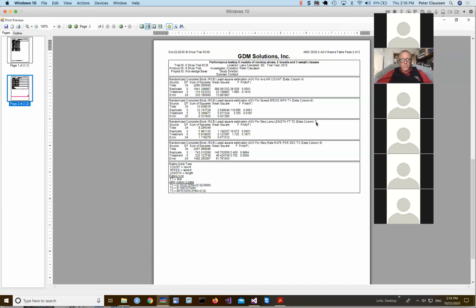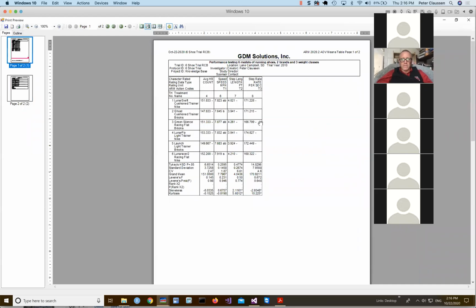All right, so we have significant treatment effects for running speed. If we go look at our mean separation letters, we can see that there are indeed letters, but to be honest, they're not particularly informative. I have one shoe, Lunar Racer, that is different than another shoe, Ghost. That's the only real single pair difference I can talk about.